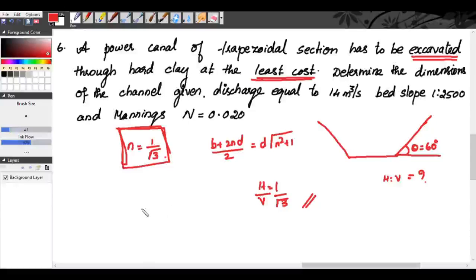You will get the answer as D is equal to 2.605 meter and B is equal to 3.008 meter.